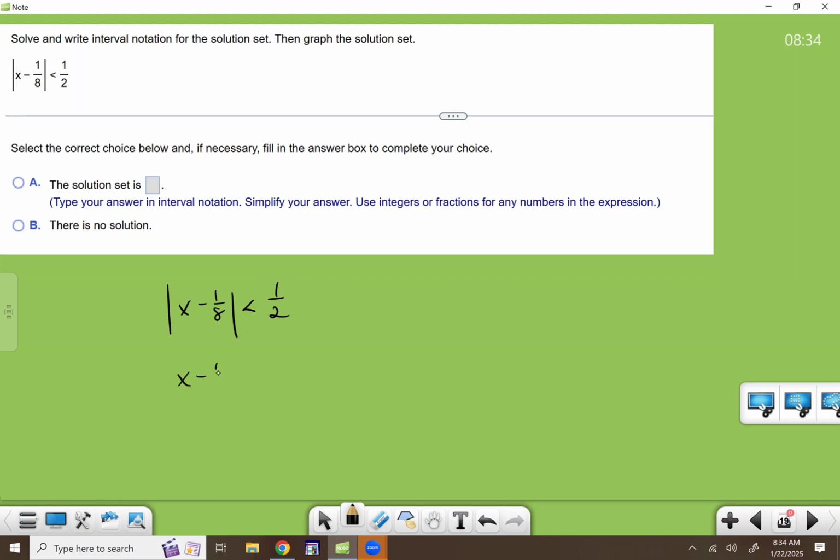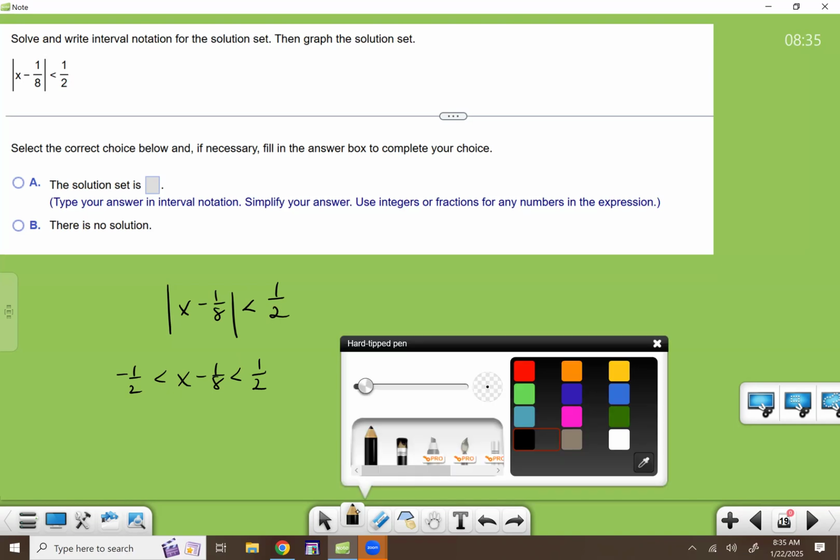So x minus 1/8 is going to get sandwiched between negative a half and positive a half. That's what we do in the less than case. And notice it stays less than the whole time. That's nice and easy to remember, right? If it starts with a less than, it's going to stay less than the whole time.